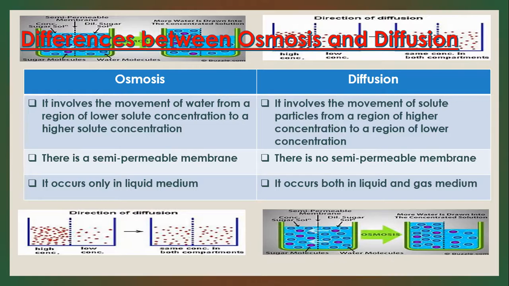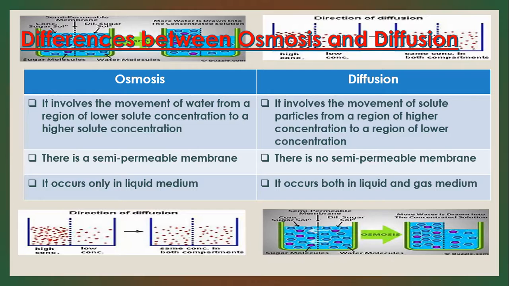Then under diffusion, we are saying it involves the movement of solid particles from a region of higher concentration, where the solid particles are so much, to a region of lower concentration. So let's get a difference.